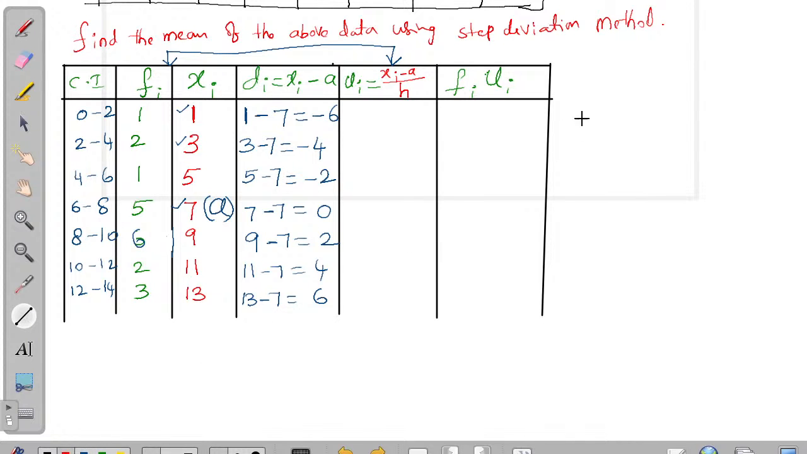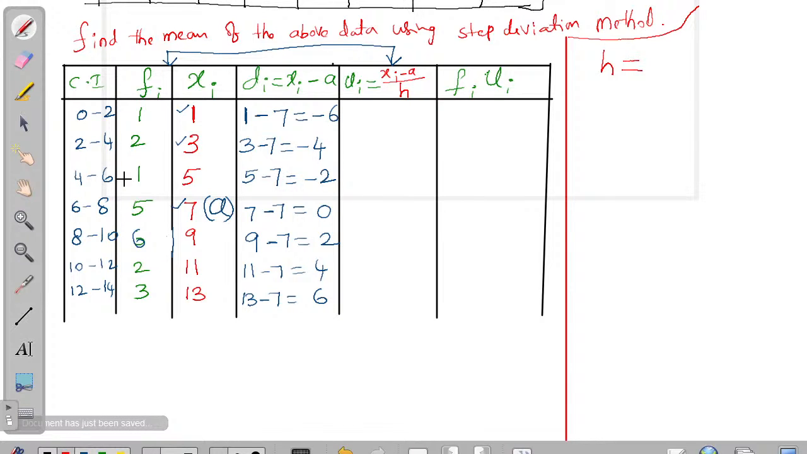So for this, how can we find the value of h? Send me the answer of h in the comment box. What is the h value? Right, height is 2. Otherwise you subtract 2 minus 0, or if you take 6 minus 4, or here also if you take 14 minus 12, these all give the height. So height is equal to 2.